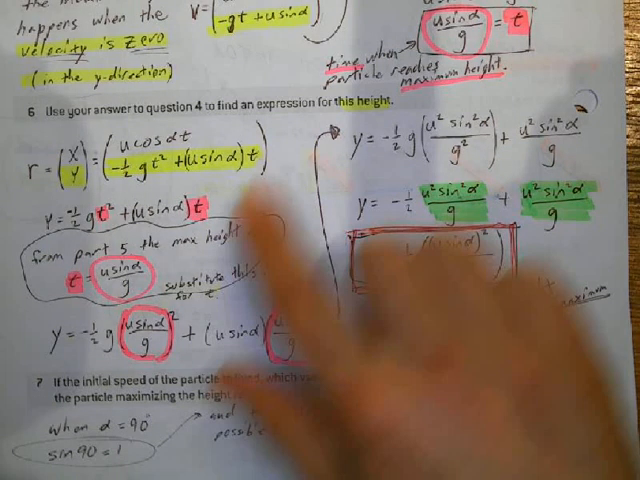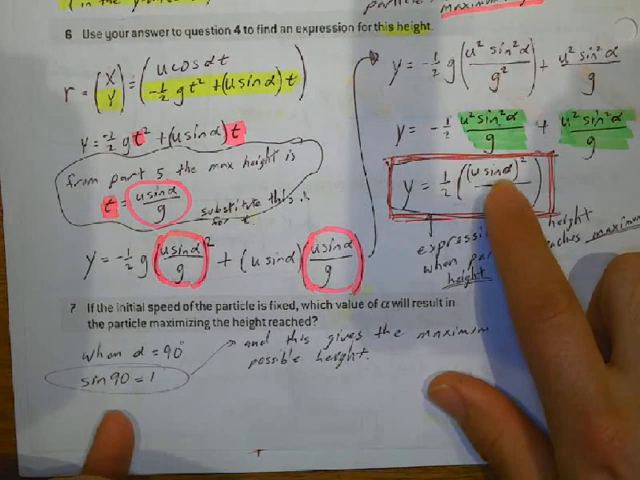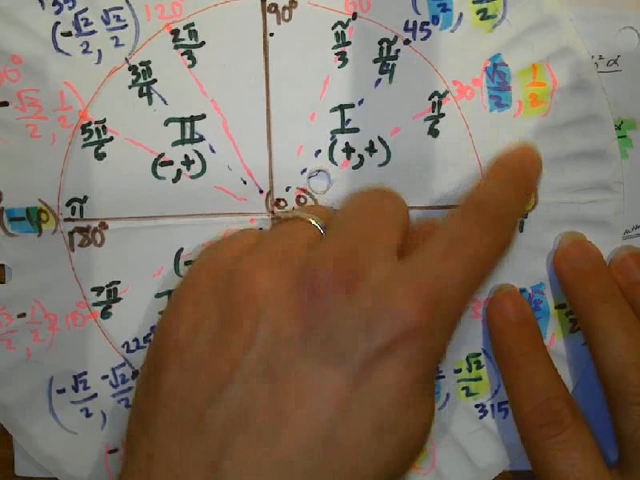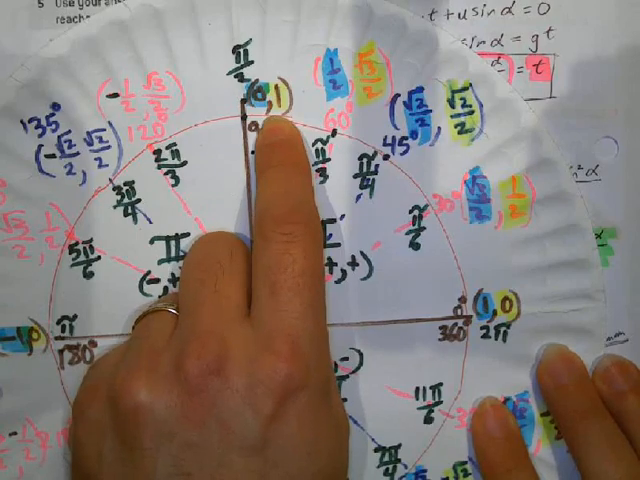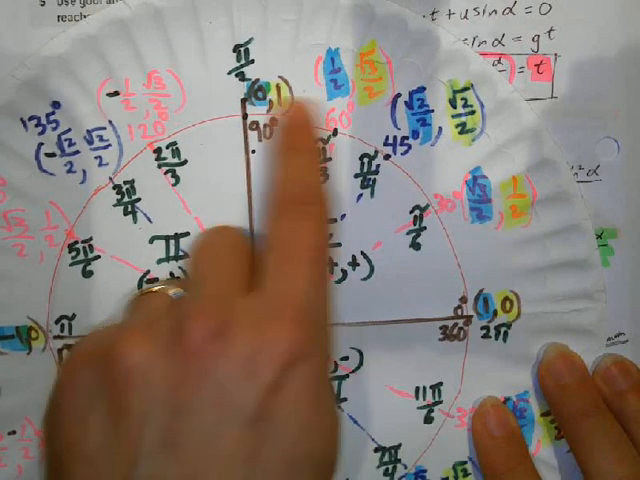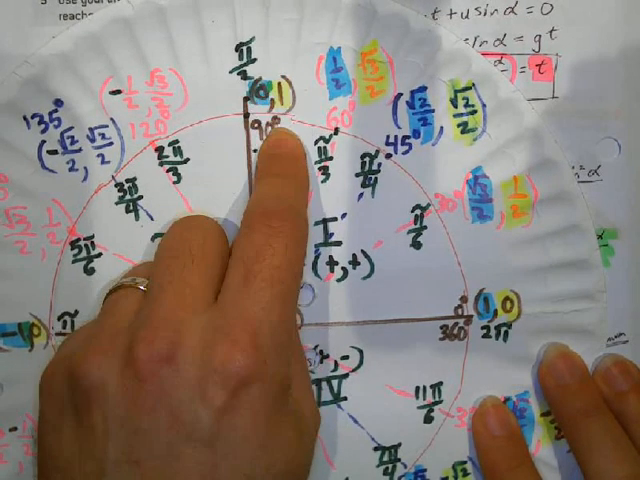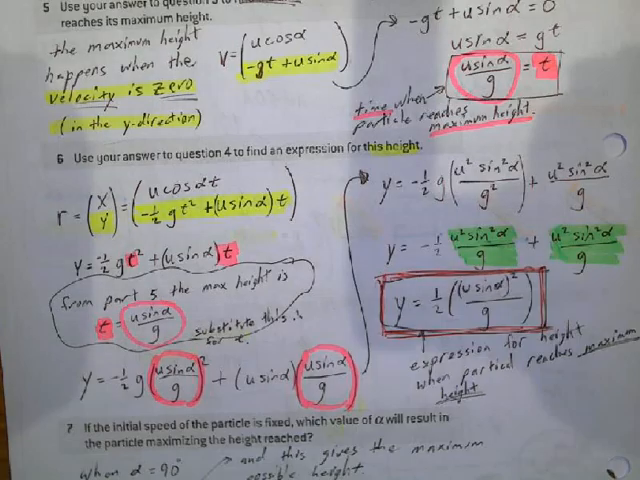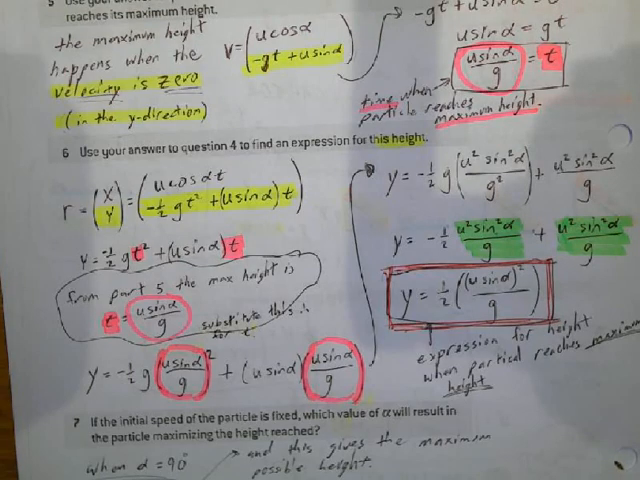So, sine alpha is going to be the largest value when we're at 90 degrees, and you can see that on my unit circle, right? The sine is going to be highest at 90 degrees. Okay. Never thought you would be using this unit circle as much as we have all year long. Okay. Let's move forward. Question number 8.